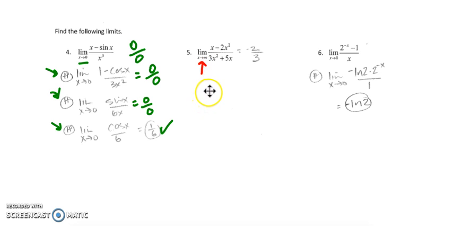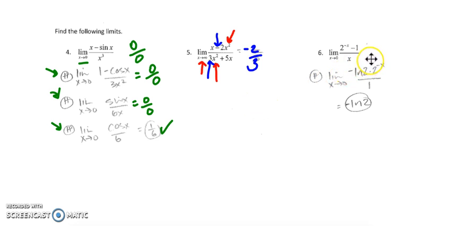Number 5 is a limit at infinity, and I've got a rational function with x going to infinity, so I really just need to look at the degree of the numerator and denominator. My degree is the biggest degree of each, so I have x squared on top and x squared on bottom, which means I just need the ratio of the leading coefficients, and that ratio is -2 over 3. So -2/3 is my answer. No work needs to be shown for that.